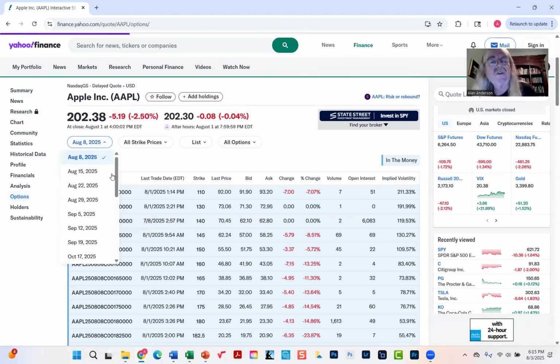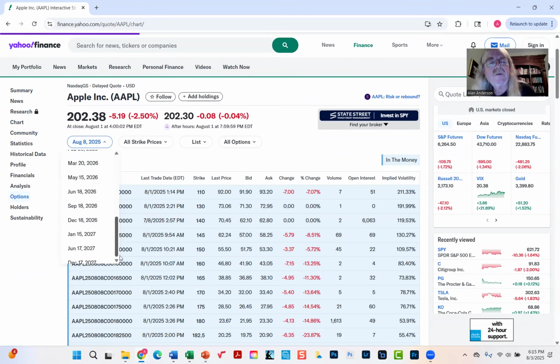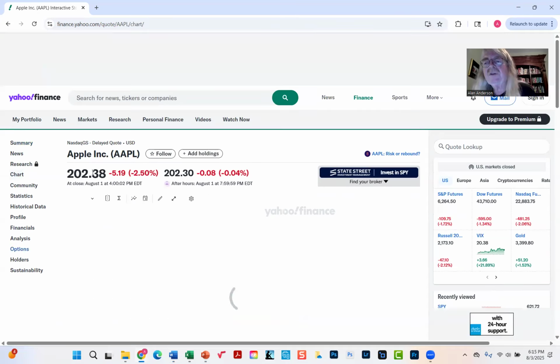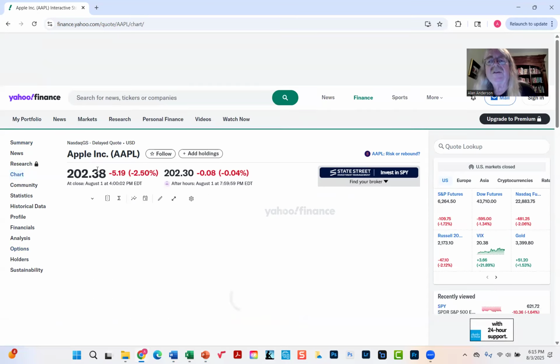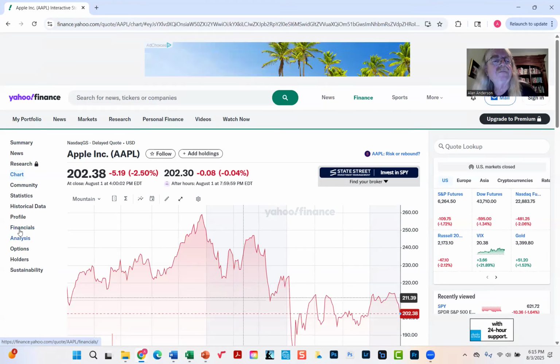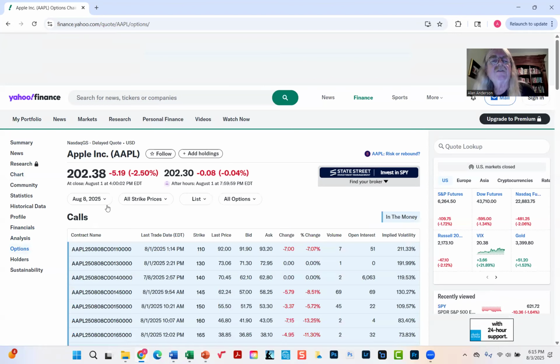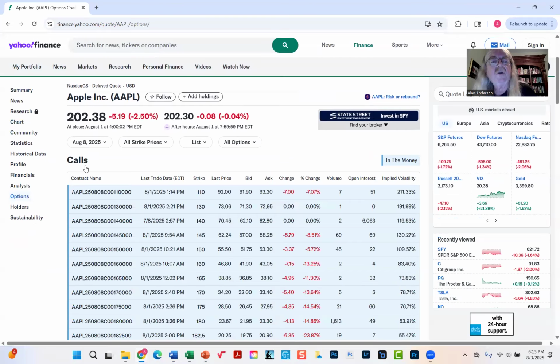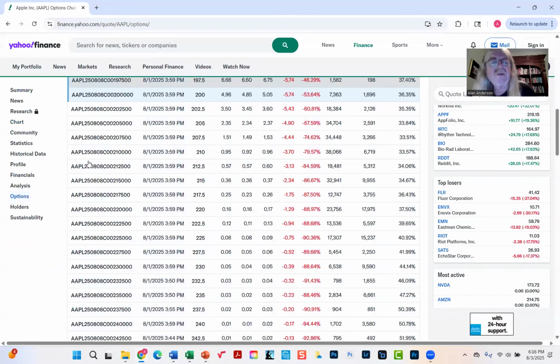But if you see here, there's a lot of them to choose from. They go up a ways, but the trading volume in the later dates is going to be very, very minimal. It may not be a smart move to buy one that expires so far in the future. It's being very stubborn today, I can tell. Anyway, here the calls are listed on the top, the puts are listed on the bottom.